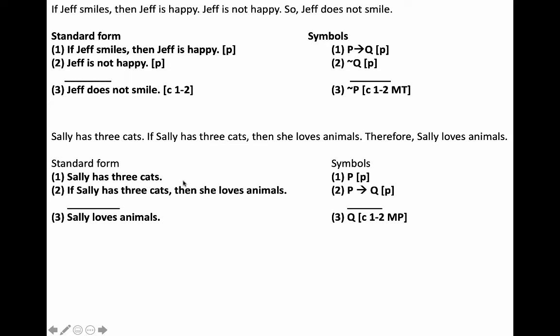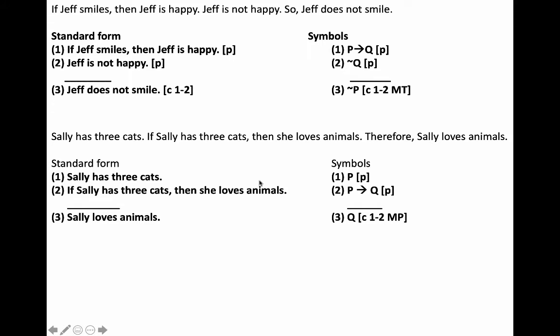Then over here, we assign Sally has 3 cats P, so we put a circle around this and we write a P. We assign she loves animals Q. So we have P, if P then Q, Q. Now I just made a little mistake in speech, but I'm going to use that to illustrate something you should not be doing.